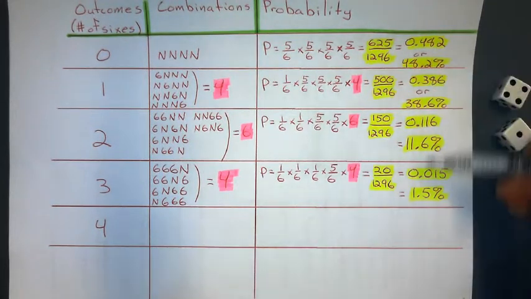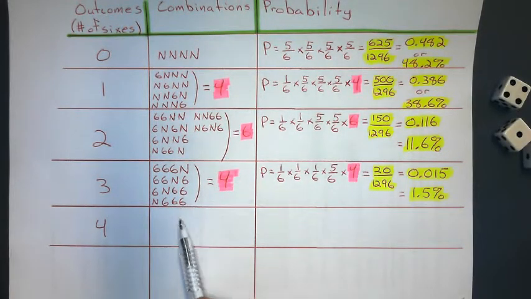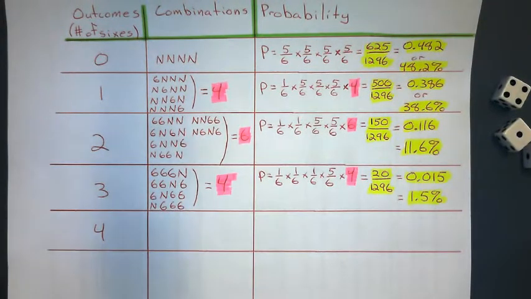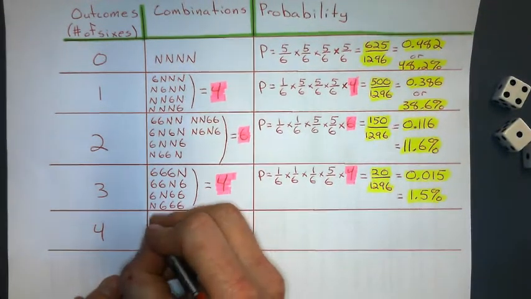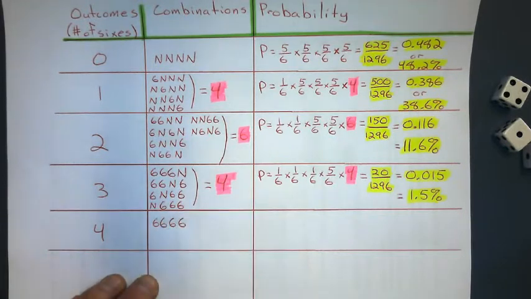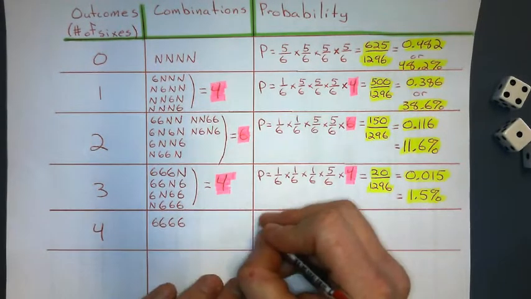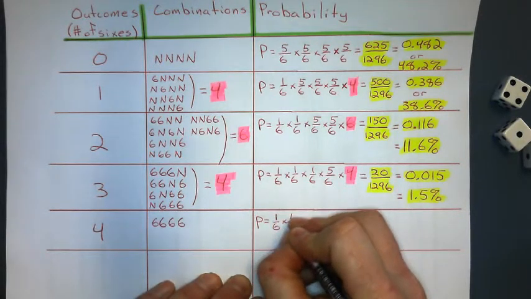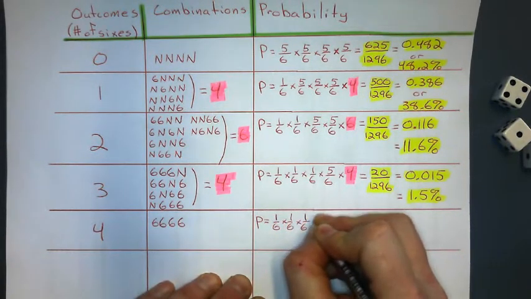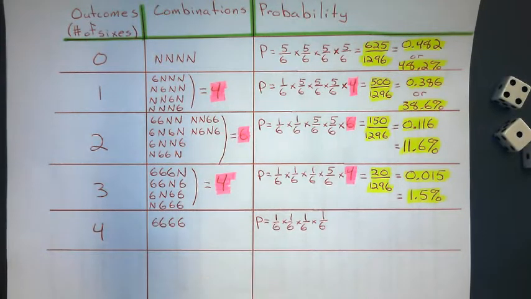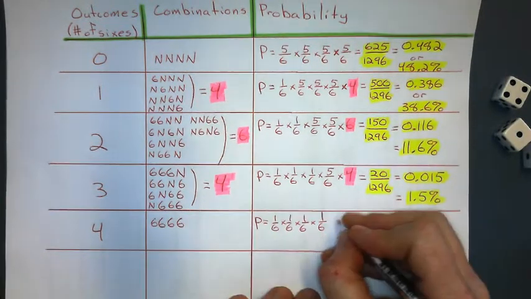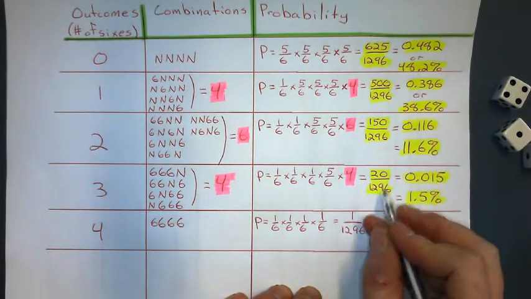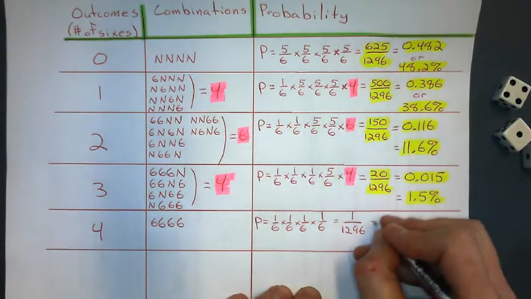Okay, so we can see that the probabilities are decreasing as the number of 6s increase. And 4 is going to be like 1, where I only have 1 combination. There's only one way I can get 4 sixes, and that's 6 6 6 6. So the probability of that one is just going to be 1/6 times 1/6 times 1/6 times 1/6. Pretty unlikely, but it can happen. And we get 1 out of 1296. Same denominator as all my other ones.